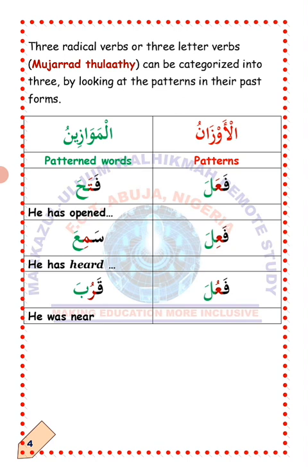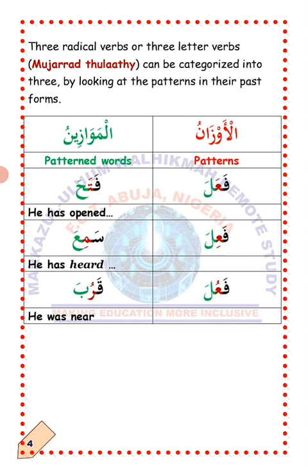I hope you understand. MashaAllah. So there are three patterns in Arabic by looking at it from the angle of past tense, not from the angle of both past tense and present tense. Number one, fa'ala, ainun with fatha. Number two, fa'ila, ainun with kasra. Number three, fa'ula, ainun with damma.